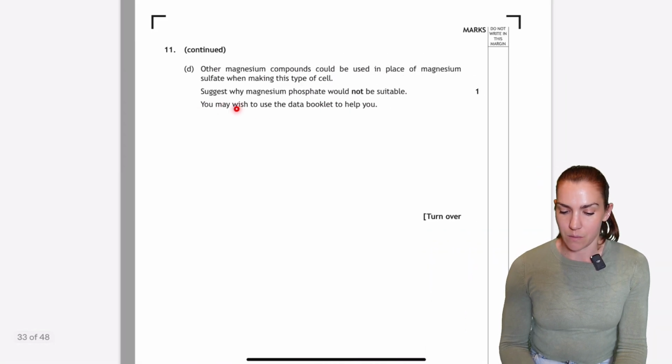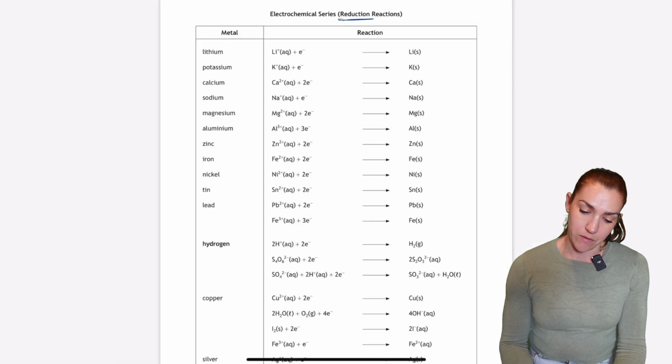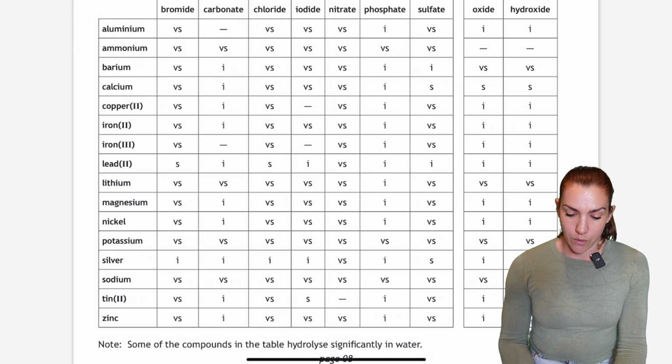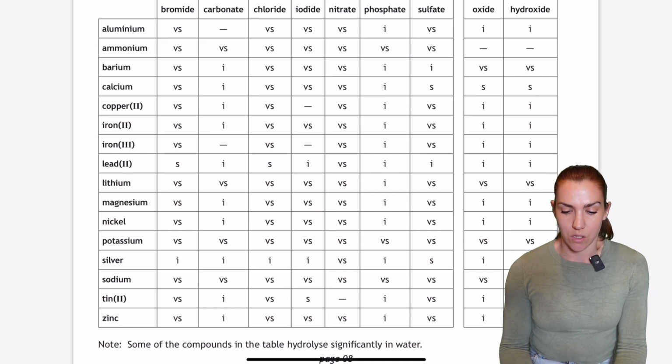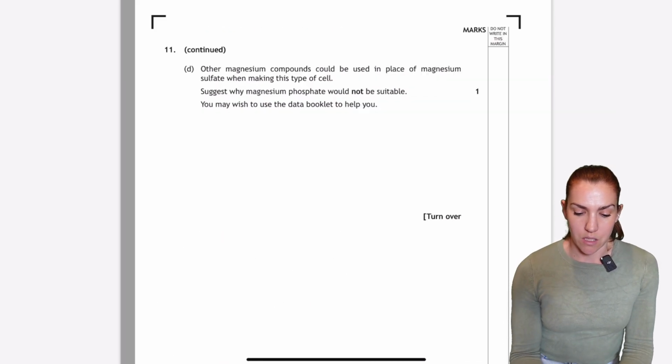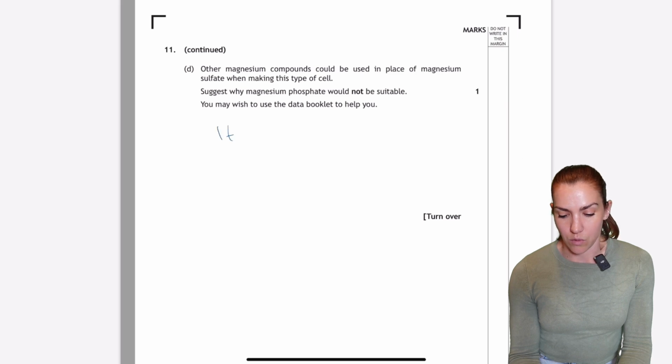This tells us that we want to use the data booklet to help us, and the bit of the data booklet we actually want to use is the solubilities table. So if we look at magnesium phosphate, we should be able to see it's insoluble. That means you can't make an ionic solution from it, which means it will not conduct electricity. So the reason that it's not suitable is because it is insoluble in water.